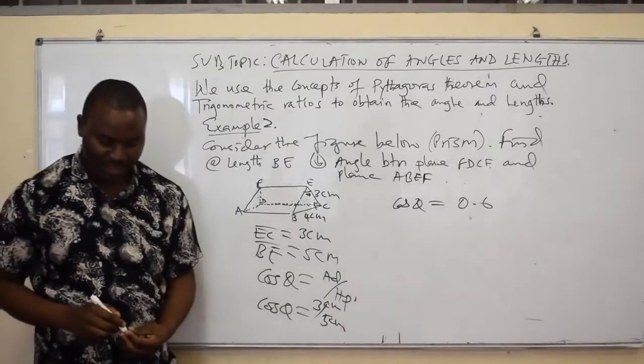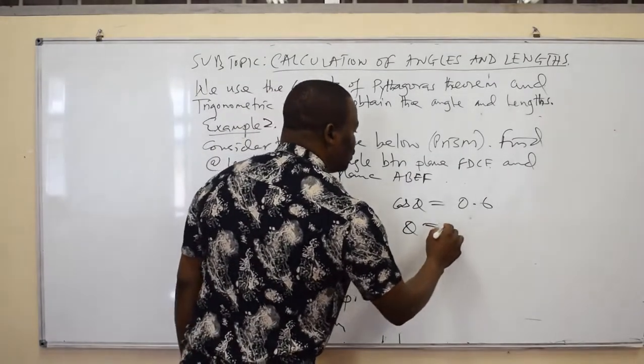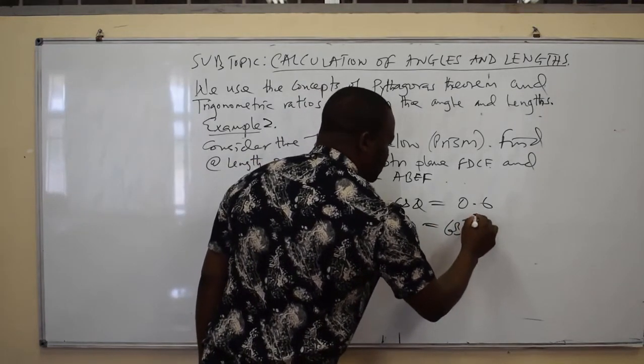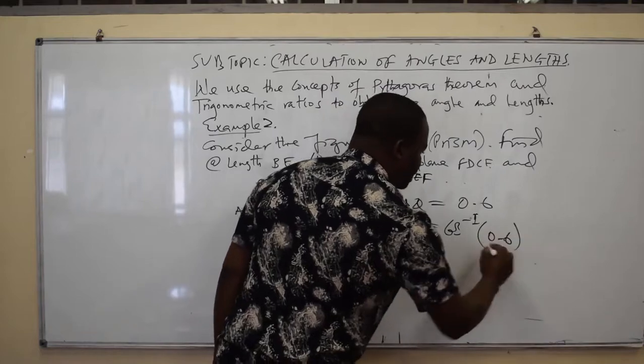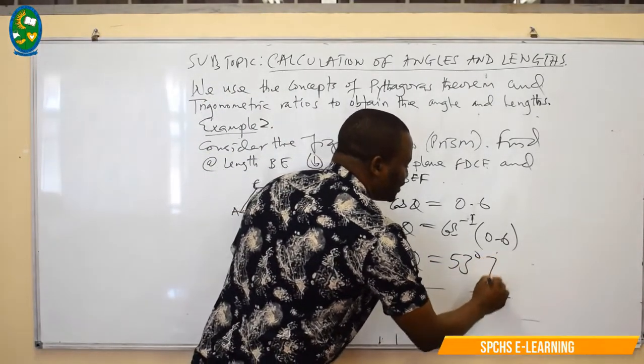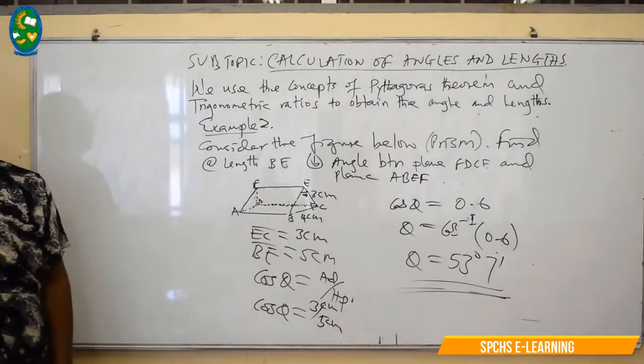0.6 can be read in the 4-figure table. So theta will be equal to cos inverse of 0.6. We are going to have 53 degrees and 7 minutes. So that is the angle given by the two planes.